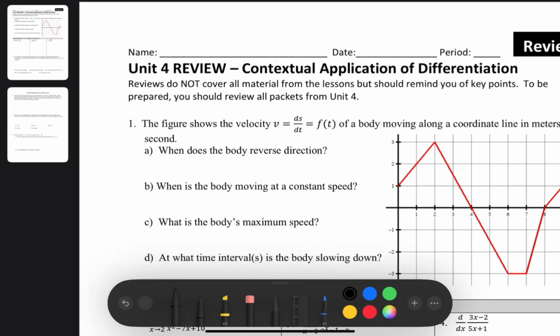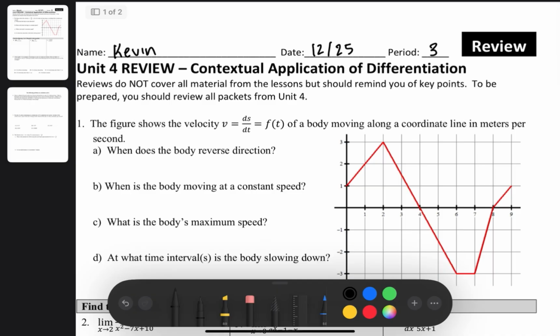So first, I'm just gonna write my name down and the date and the period. So the first question, we have a graph of the velocity of an object. The first part says, when does the body reverse direction?